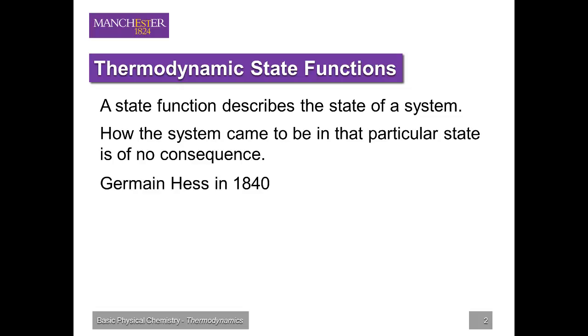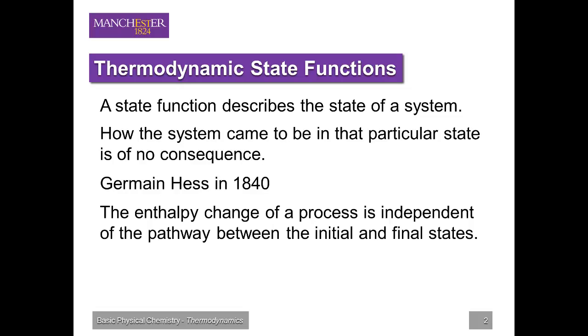This caused Germain Hess in 1840 to propose that the enthalpy change of a process is independent of the pathway between the initial and final states. What this basically means is that if a chemical reaction can be performed in one step or in a series of sequential steps, the enthalpy change for the single step process will be equal to the sum of the enthalpy changes of the sequential steps.